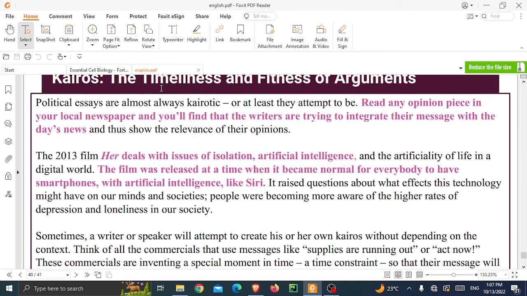So we start with the political essays. You might ask, what do political essays have to do with newspapers? They are not really relevant. No, if you open a newspaper, you will see that some certain event happened. So a writer of the newspaper will try to integrate their message with the day's news, so their opinion has some kind of relevance. That is for political essays.